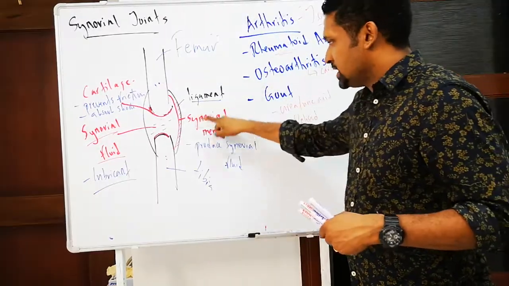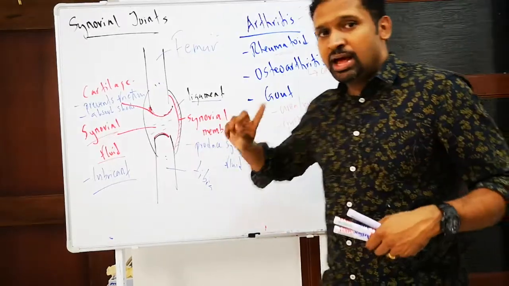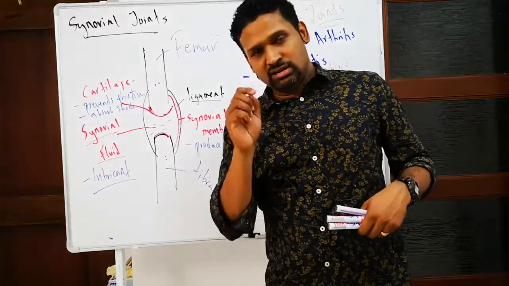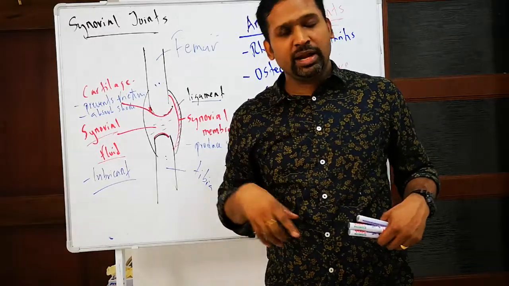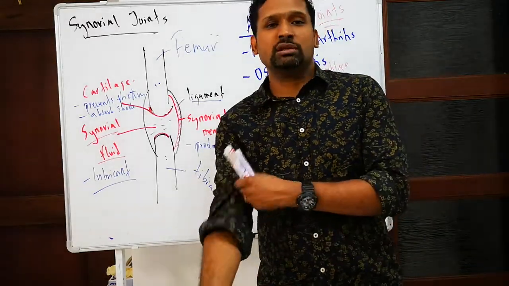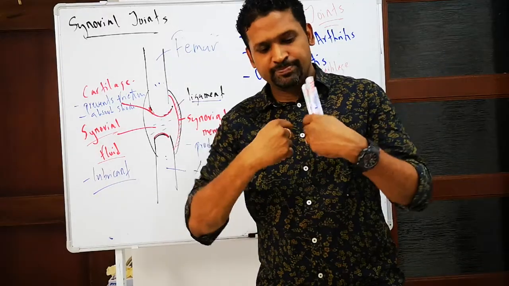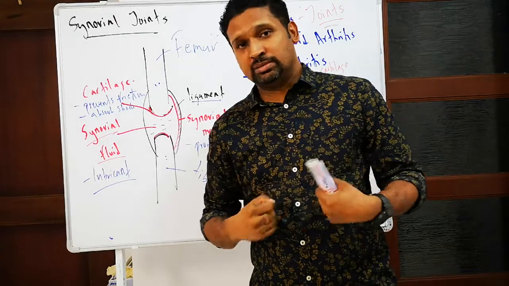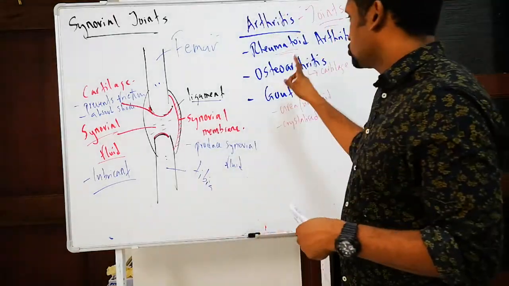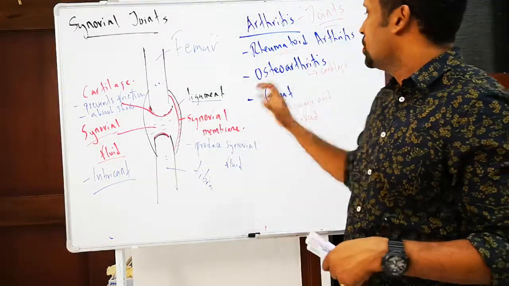Rheumatoid arthritis relates to the synovial membrane, the inflammation, or infection in the synovial membrane. The synovial membrane produces too much synovial fluid. When there is too much synovial fluid, loss of flexibility occurs. Okay? Then osteoarthritis is when the cartilage is destroyed.